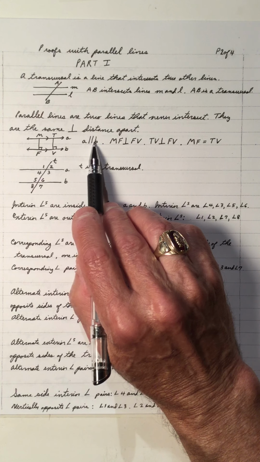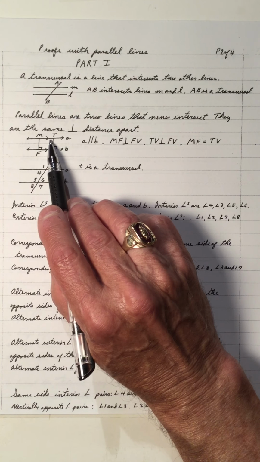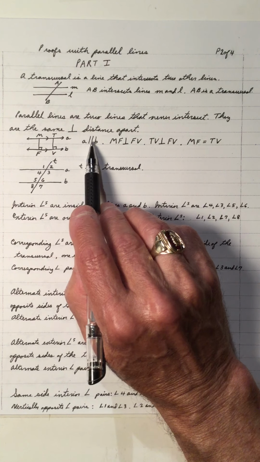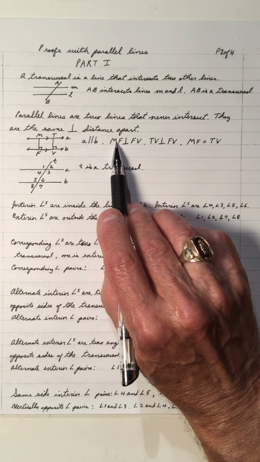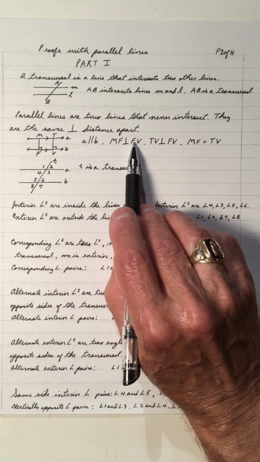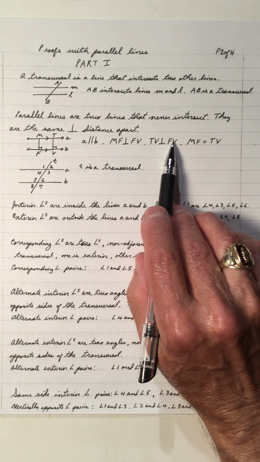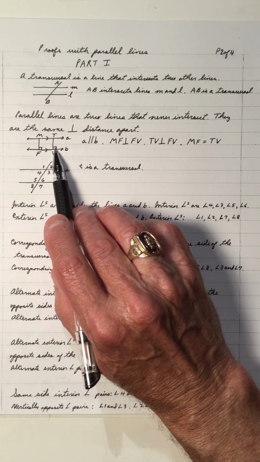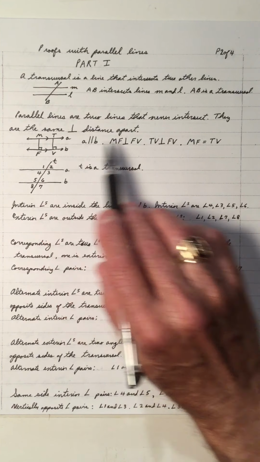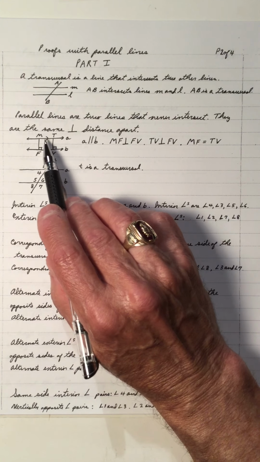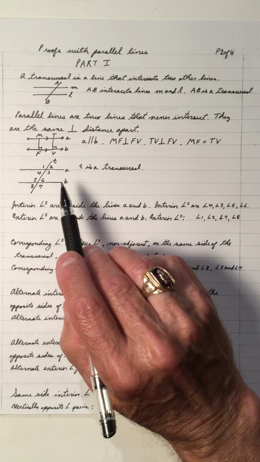A and B are parallel to each other by the marks in this statement right here. And we're saying that MF is perpendicular to FV by this mark. TV is perpendicular to FV by this angle marked. That means that MF equals TV. The perpendicular distance between the parallel lines is equal.